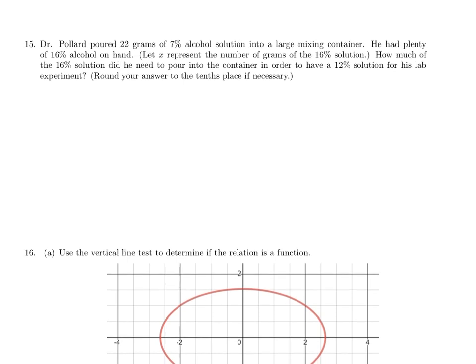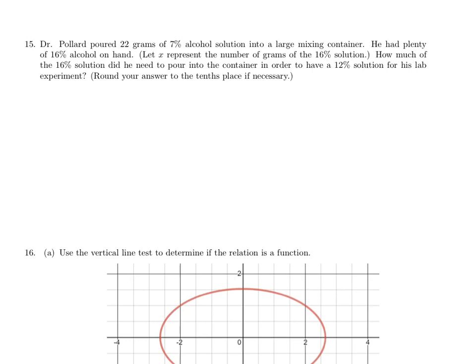All right, number 15. Dr. Pollard poured 22 grams of 7% alcohol solution into a large mixing container. He had plenty of 16% alcohol on hand. Let X represent the number of grams of the 16% solution. How much of the 16% solution did he need to pour into the container in order to have a 12% solution for his lab experiment? Round your answer to the nearest tenths if necessary.